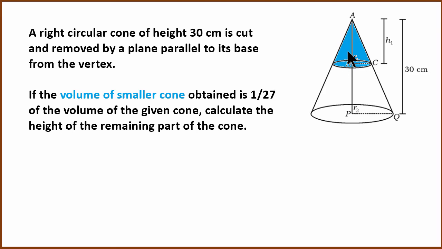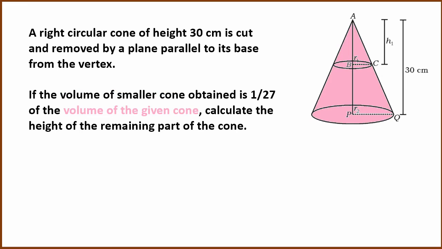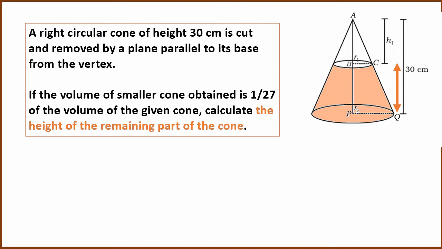Now, which is the smaller cone that we are talking about? When we say smaller cone, this is what we mean: the top part which we cut. What do we mean by given cone? When we say given cone, we actually mean the entire cone. And what do we mean by remaining part? When we say remaining part, this is what we mean, this height. So whatever cone is left after cutting the top, the height of that part of the cone. Okay, so this is the question.